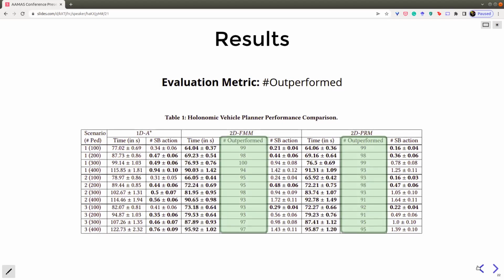Another important observation is that both 2D PRM and 2D FFM outperformed 1D A-star in the metric of travel time, at least 91% of the time across all the different settings. In densely crowded environments, moving to empty spaces nearer to the agent's goal instead of staying idle and letting nearby pedestrians pass is an intuitively good strategy.